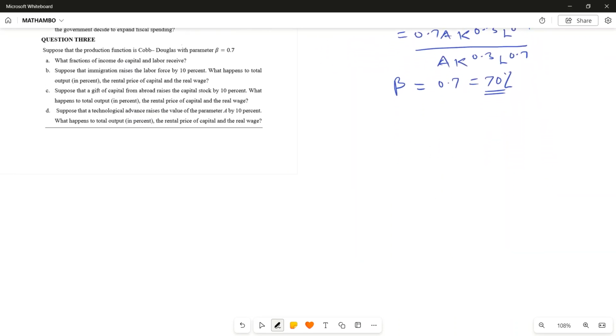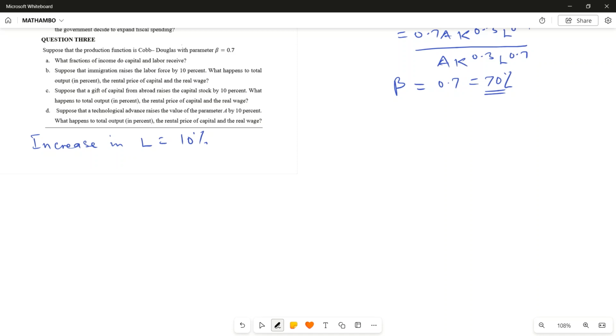Part B is saying, suppose that immigration raises the labor force by 10%, then what happens to total output in percentage, then also the real rental price of capital and the real wage. So what we know is that there is an increase in labor equal to 10%. What we want is to find the impact of this increase in labor on our output first.